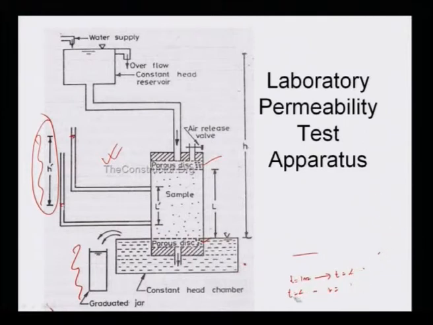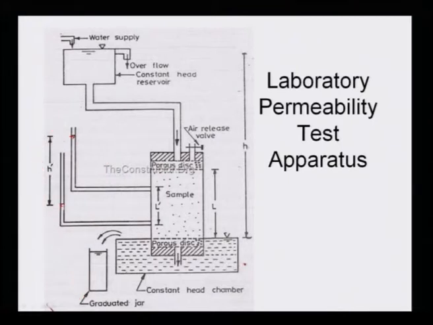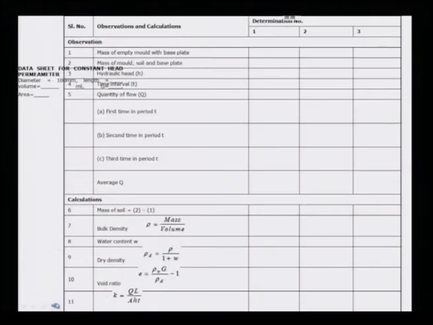So, the earlier slides showed how it has been done and the physics behind it, and this slide is showing the coefficient of permeability by the constant head method, the laboratory equipment, and how this equipment has been placed. Now, coming to the next, what are the measurements you are going to do?